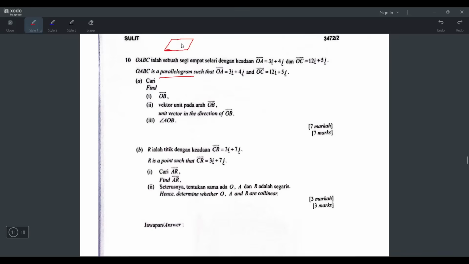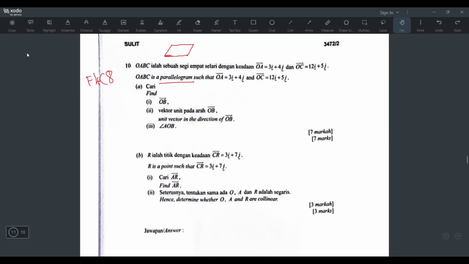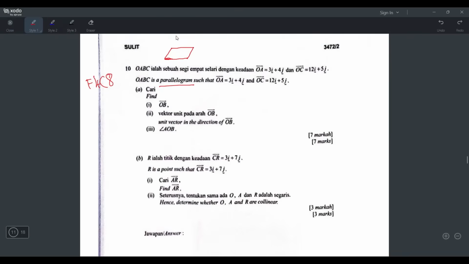Alright, what else? Such that OA is 3i plus 4j. This is definitely from chapter 8, the vector. So they say OA is 3i plus 4j, OC is 12i plus 5j. Find OB. This vector question is a bit difficult because they never give us the diagram. So it will be very difficult for me to find the OB later because there's no diagram. So I think I have to draw my own diagram.